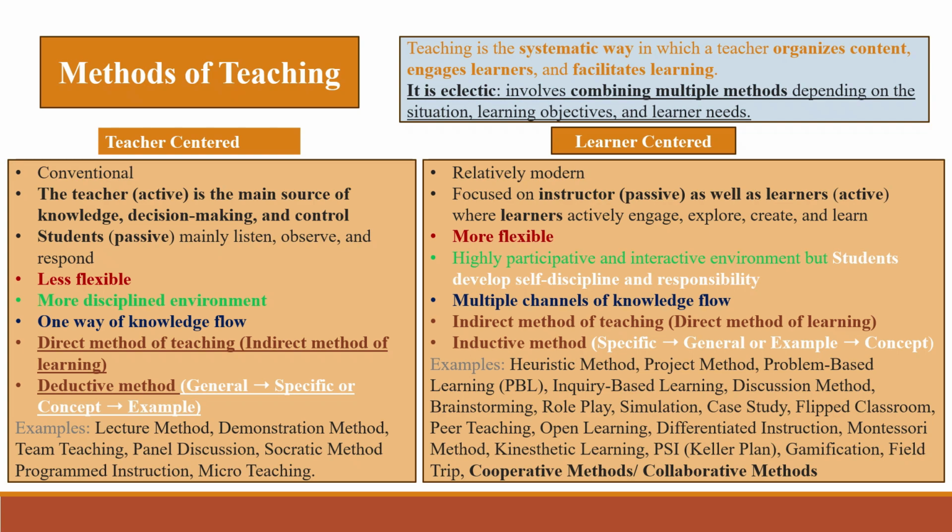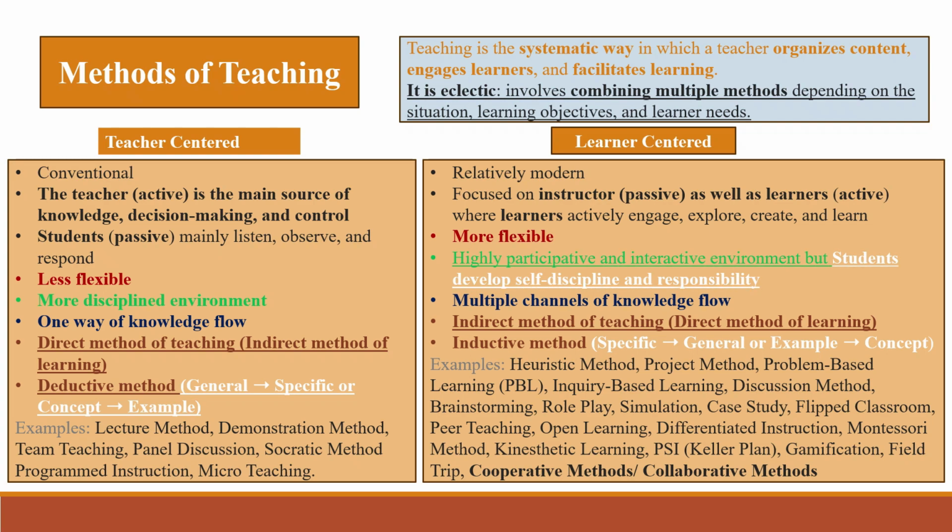These methods are more flexible, highly participative, and interactive. Here, information flows through multiple channels of knowledge, from teacher to students, students to teachers, students to students, etc. Because transfer of information happens from various sources and directions, it is called the indirect method of teaching. However, learning becomes active and meaningful, so it is considered the direct method of learning. Students also develop self-discipline and responsibility here.